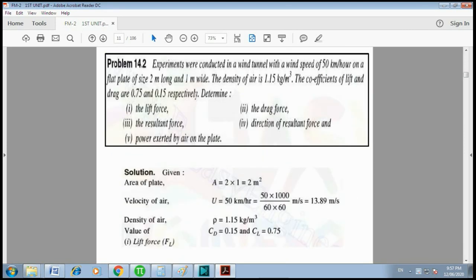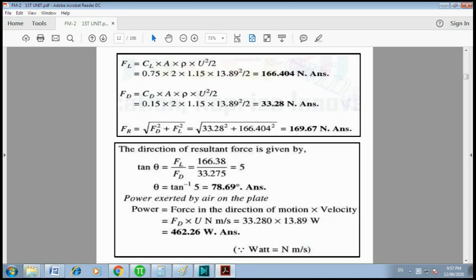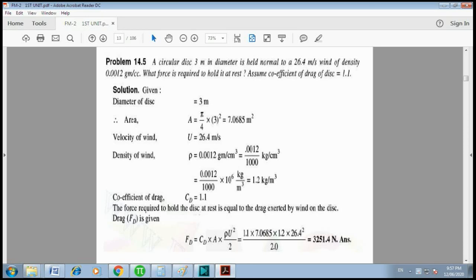Last time we saw an example, so today we'll see this problem. Problem number 14.5. A circular disc having 3-meter diameter is held normal to a 26.4 meter per second wind of density 0.012 gram per cc. What is the force required to hold it at rest? Assume the coefficient of drag of the disk is equal to 1.1. So they asked us to calculate the drag force.